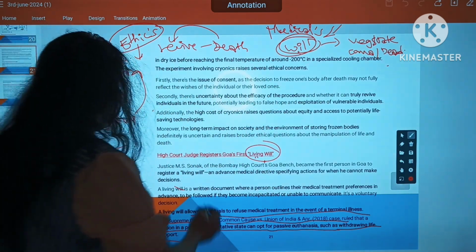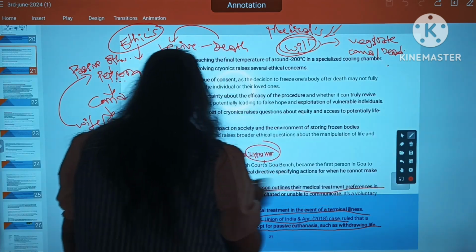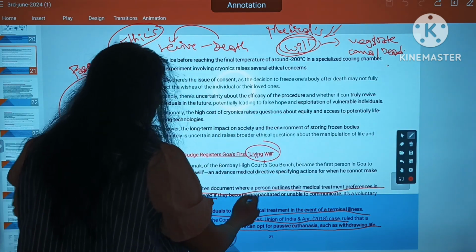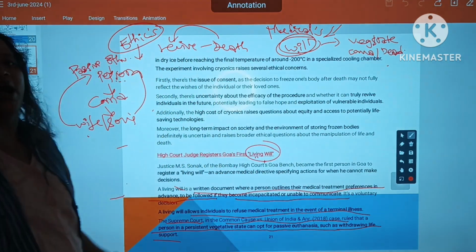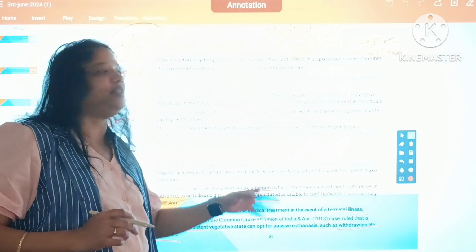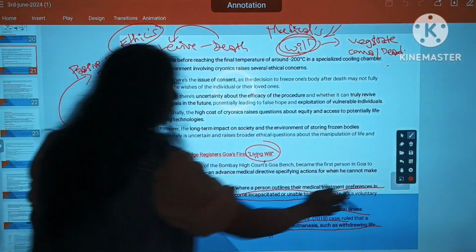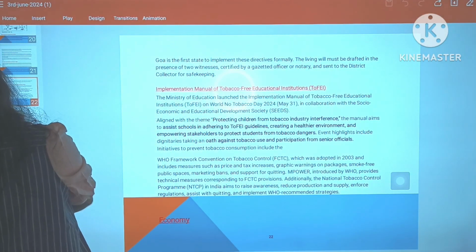So it is a written document where a person outlines their medical treatment preferences in advance, to be followed if they become incapacitated or unable to communicate, meaning he is in a coma or he is dead. What others can do with his dead body can also be written in this living will. That is the purpose. The next topic is tobacco prevention.